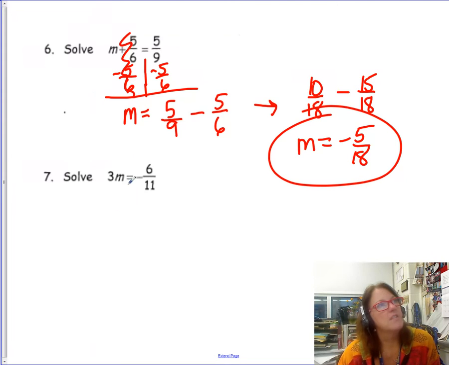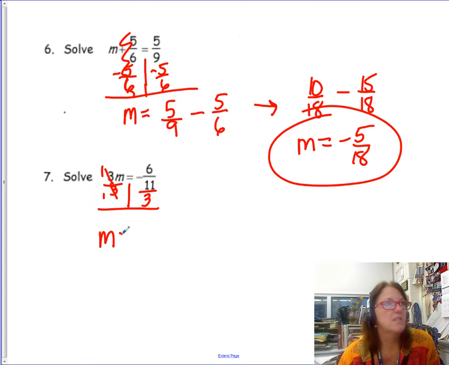All right, next. I want to get m by itself. I need to counteract that multiplying by 3. So I'm going to divide by 3. 3 divided by 3 is 1. 1 times m over 1. That's just m. That's exactly what I wanted.